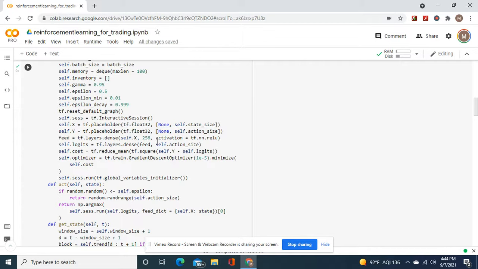And then ReLU is an activation function. tf.float32 for X and Y. The self.logits minus Y. Use this metric right here. And then the self.cost is the cost function. Run tf global variables initializer from up here.